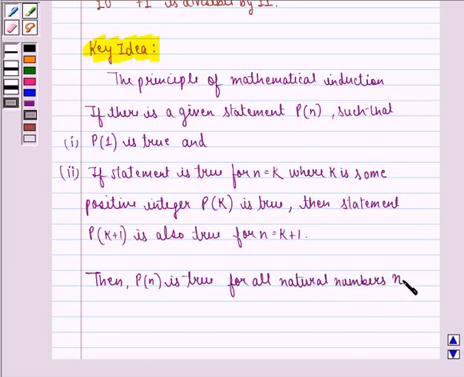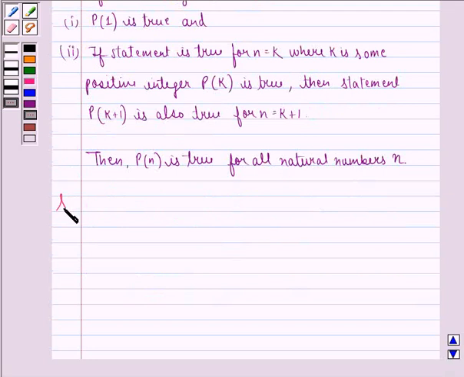n. Using these two properties, we will show that the statement is true for n equal to 1, then assume it is true for n equal to k. Then we prove it is also true for n equal to k plus 1, hence proving that it is true for all n belonging to natural numbers. Now we start with the solution to this question. Here we have to prove that 10 raised to power 2n minus 1 plus 1 is divisible by 11.